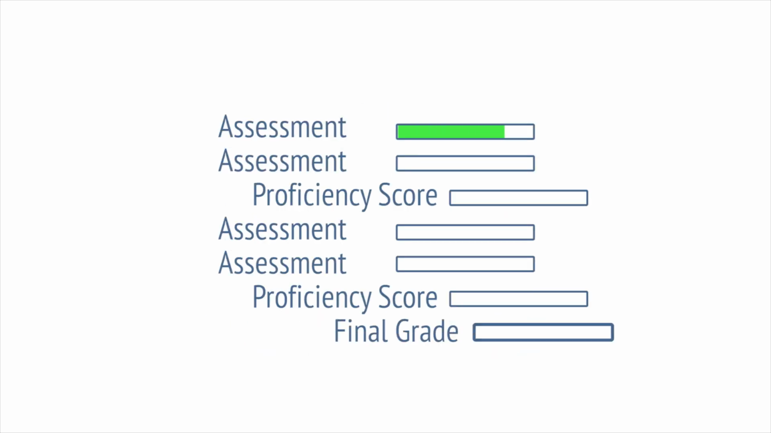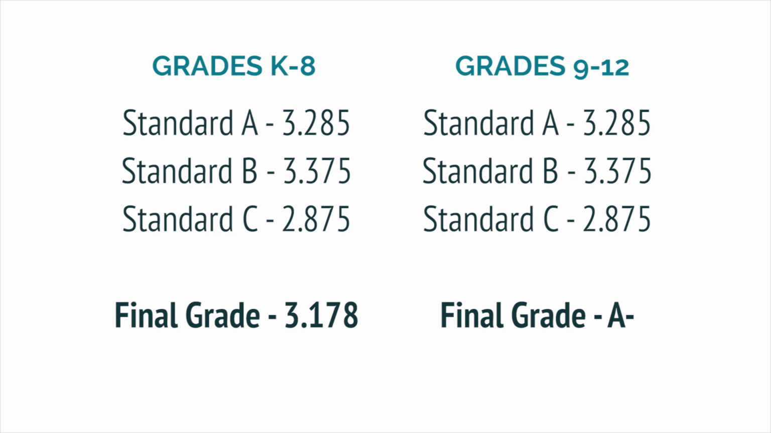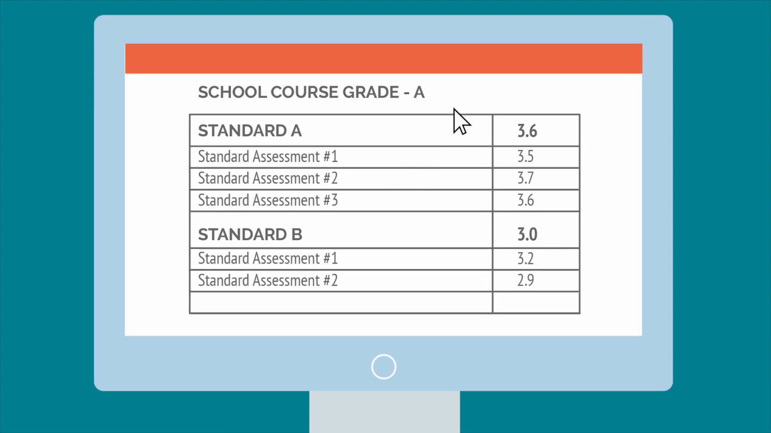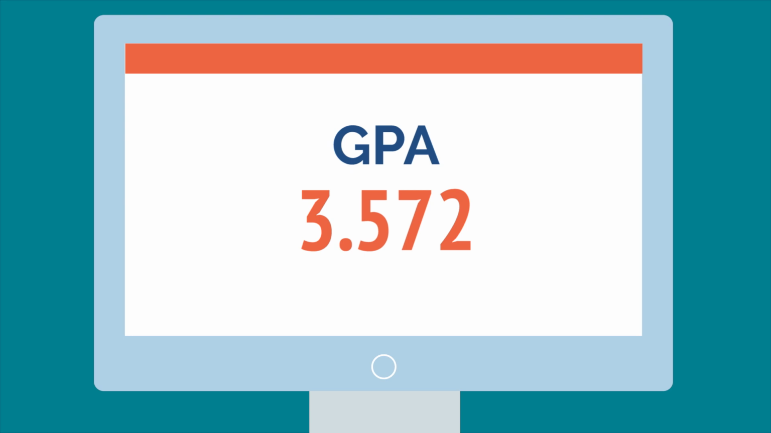A proficiency score will populate as soon as a teacher enters an assessment score, and the overall grade will calculate. In grades kindergarten through 8, these proficiency scores for standards add up to an overall proficiency score for a particular subject. In grades 9 through 12, an overall letter grade is provided along with a cumulative grade point average, or GPA. The online gradebook allows teachers, students, and parents to see the individual assessments and scores. In the case of secondary students, once a letter grade is calculated for each course, the GPA on the report card is calculated the exact same way it has always been calculated.